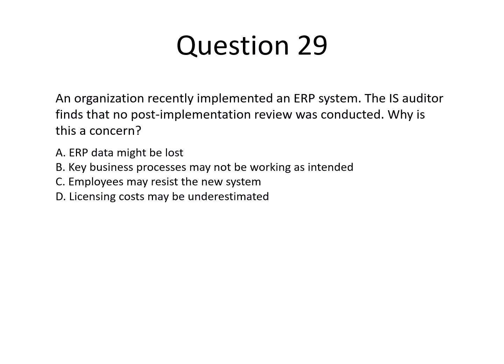Question 29. An organization recently implemented an ERP system. The auditor finds that no post-implementation review was conducted. Why is this a concern? A. ERP data might be lost. B. Key business processes may not be working as intended. C. Employees may resist the new system. D. Licensing costs may be underestimated. The correct answer is B. Key business processes may not be working as intended.